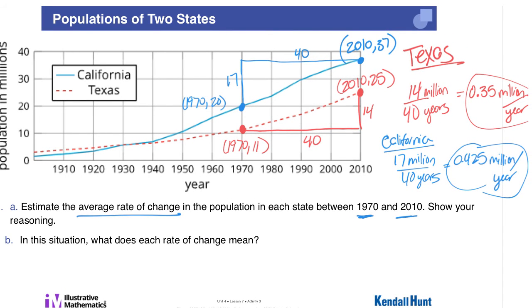And what does each rate of change mean? And our labels really help with that. It just means that it's that many million people per year that the population was increasing by.